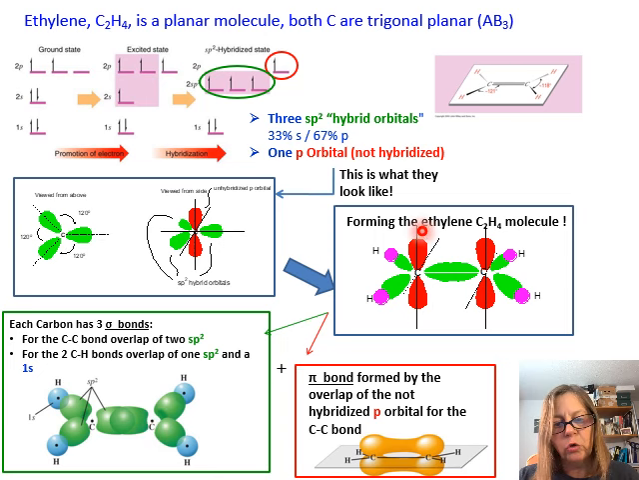We have 2 orbitals that are now not hybridized, one on each of the carbons. These 2 orbitals are going to be overlapping sideways to give us what we call a pi bond. So the pi bond has one lobe above, one lobe below, and it's the side overlap of non-hybridized p orbitals from each of the carbons in ethylene.